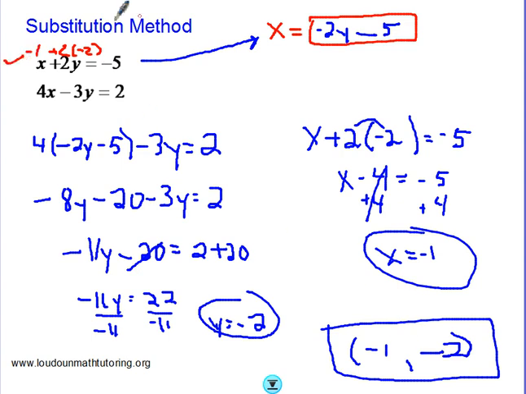And I'll take the same point, plug it back into here. We get 4 times negative 1, which is negative 4. Now negative 3 times negative 2 is a positive 6. So negative 4 plus 6 would give you a positive 2. So what we've done is the check step. We've checked them into both equations, and that's true. That's the intersection of those two lines, also known as the solution to a system of equations.